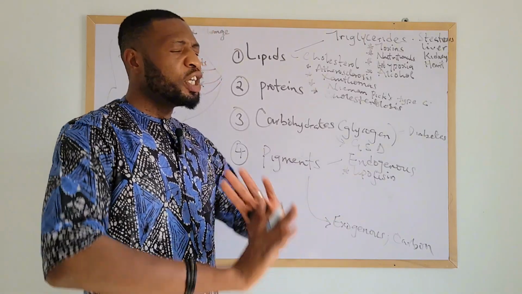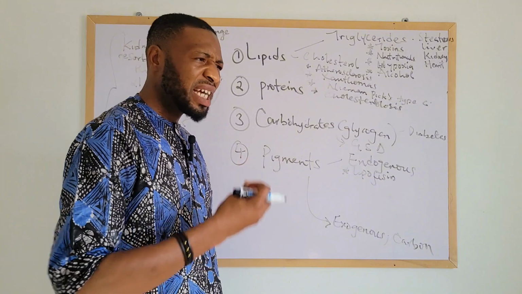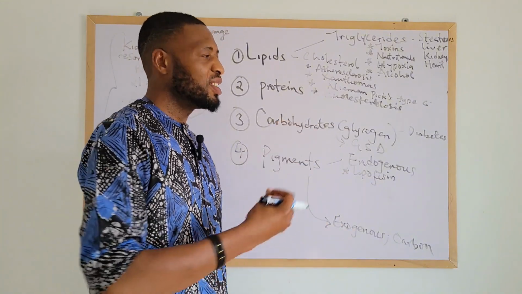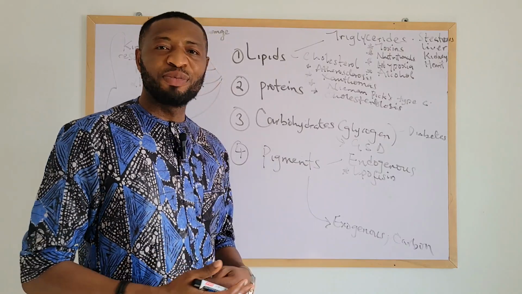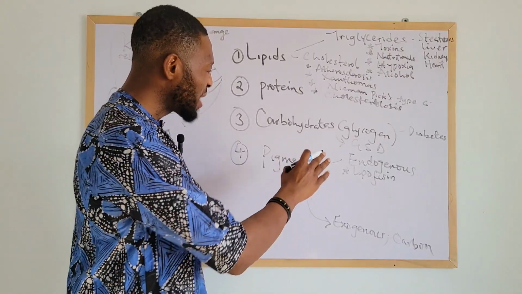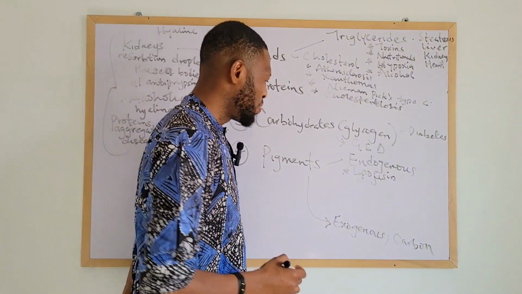Lipofuscin in itself is not harmful per se to the cell, but it gives us an evidence that this cell may have incurred injury at some time, or the cell is aging. And I like to say that lipofuscin is the scar of cellular injury. Okay, so that is one endogenous pigment that can accumulate, lipofuscin.